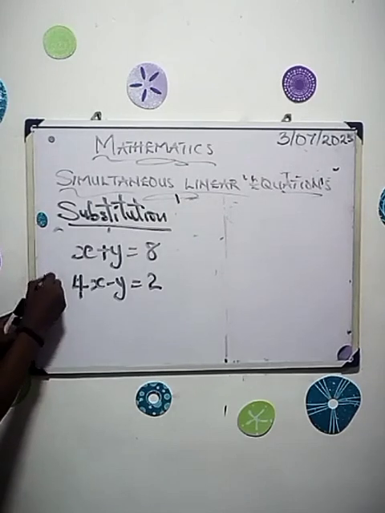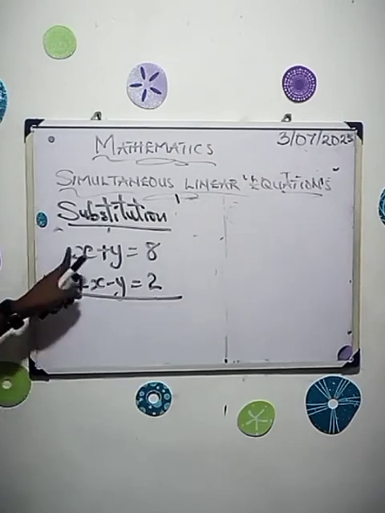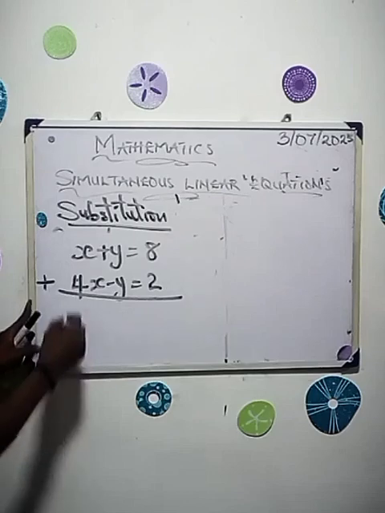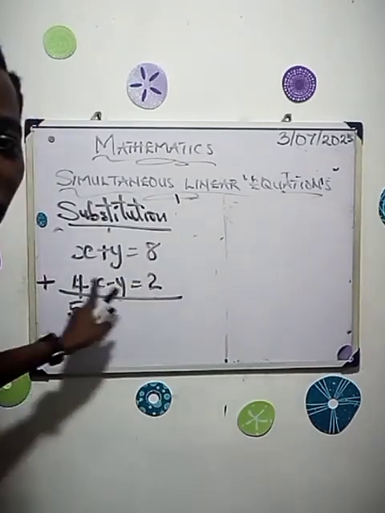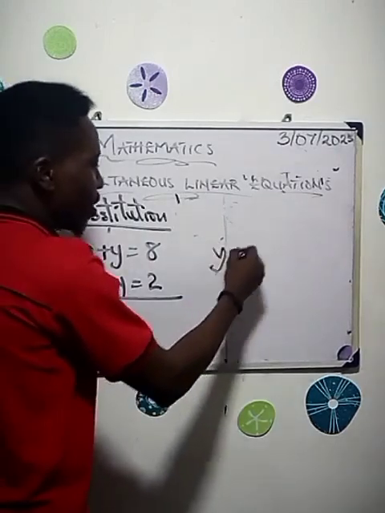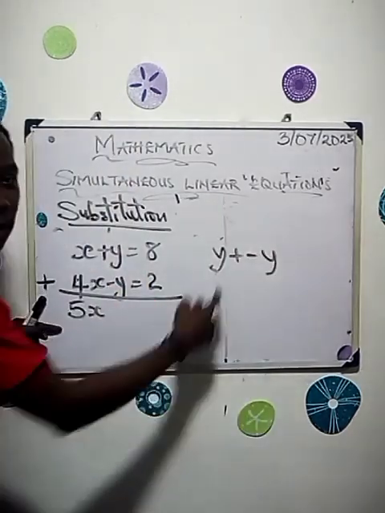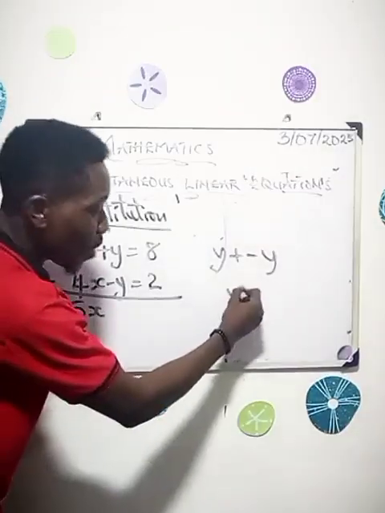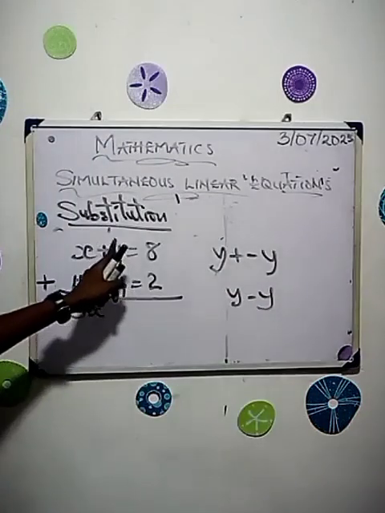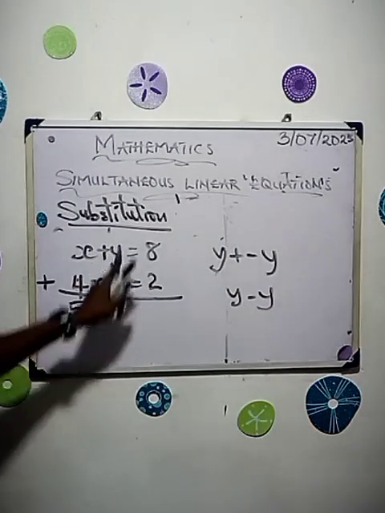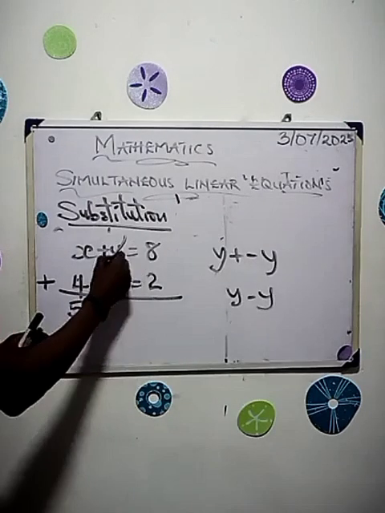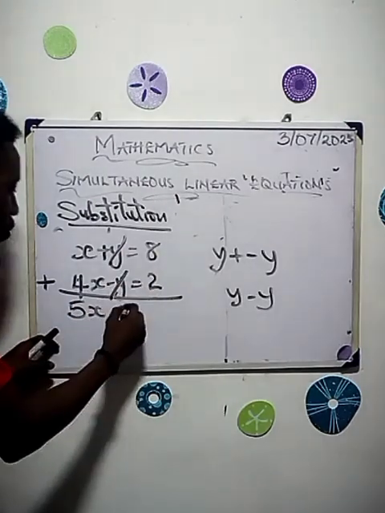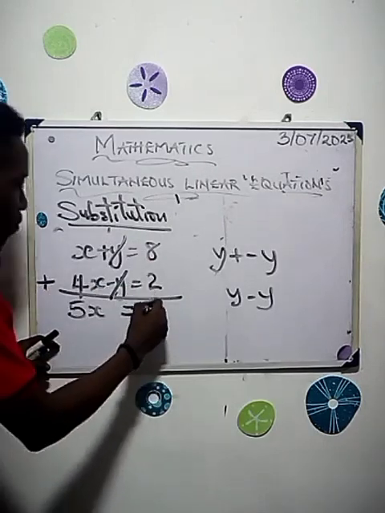So now let's add. x plus 4x will give us 5x. Plus y plus minus y. Plus times minus is minus, so y minus y. That will give us y minus y, which cancels out the y because it equals 0. So this equals 8 plus 2, 10.